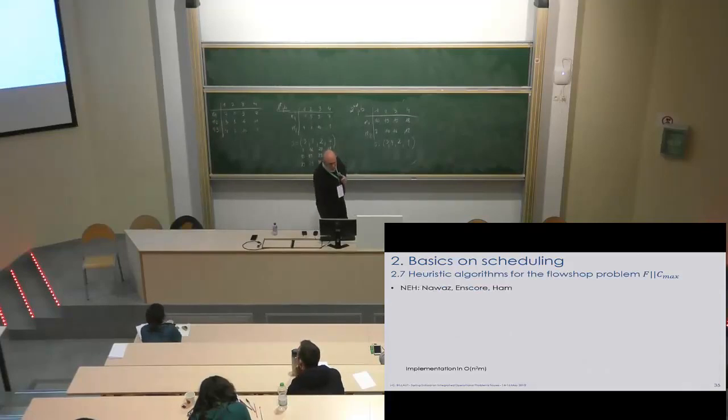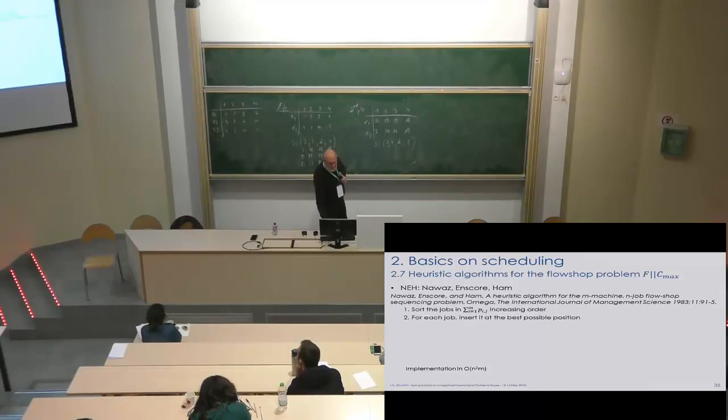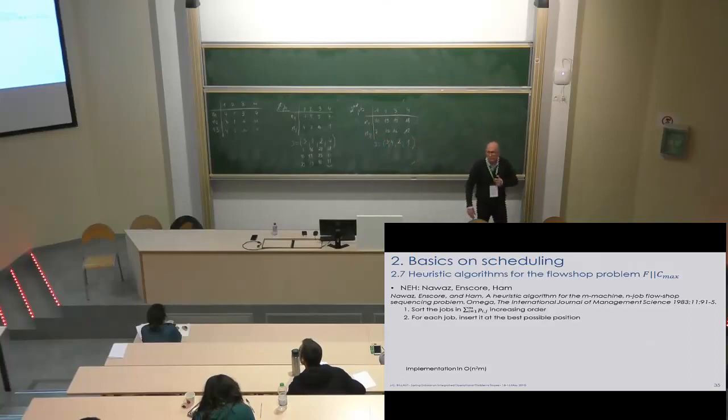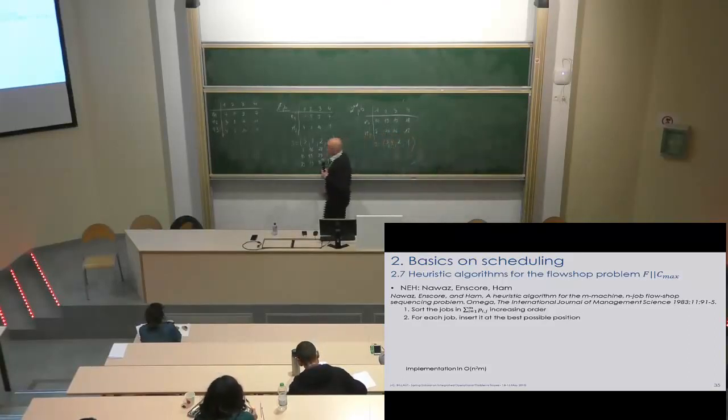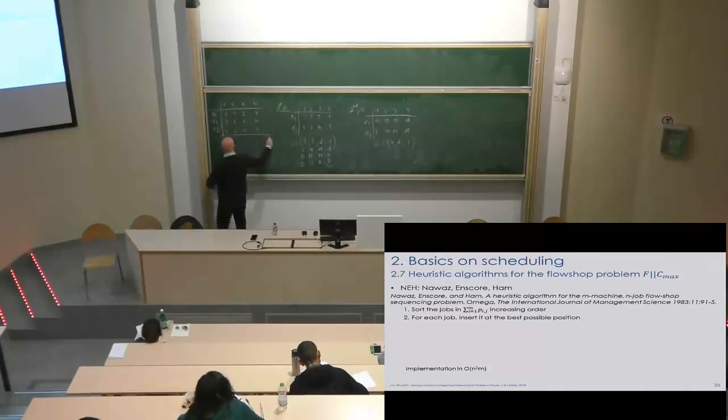The second heuristic is NEH, Nawaz, Enscore, and Ham. It's a very, very famous heuristic for solving flowshop problems. First, we sort the jobs in increasing order of the sum of processing times. So if I take this example, I do the sum.